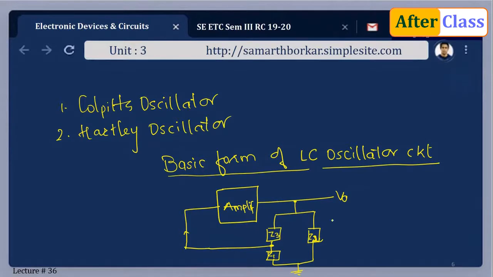Let me repeat again, this is the structure of a basic form of oscillator. As I've said, in case of the Colpitts oscillator, Z1 and Z3 will be capacitors, Z2 will be an inductor. In case of Hartley, Z1 and Z3 are inductors and Z2 is a capacitor. So we are going to find a generalized expression in terms of Z1, Z2 and Z3, and in the final expression we are going to substitute the impedance of inductor and capacitor, and we are going to obtain the frequency of oscillations.